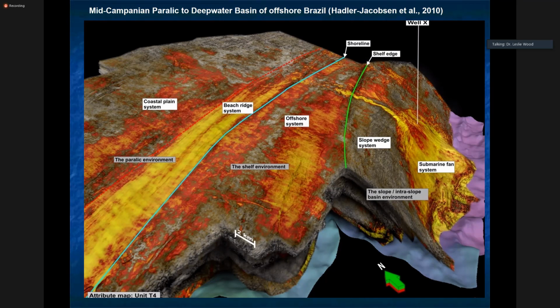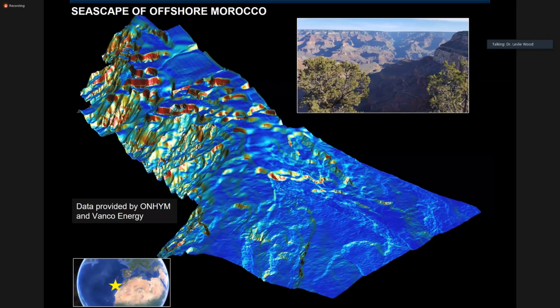But it became obvious that not all seascapes and landscapes are composed of a nice, simple bathymetric or topographic profile. Both the Grand Canyon subaerially, and this area, which happens to be in offshore Morocco, offshore eastern Morocco in the Safi Haute Mer area.